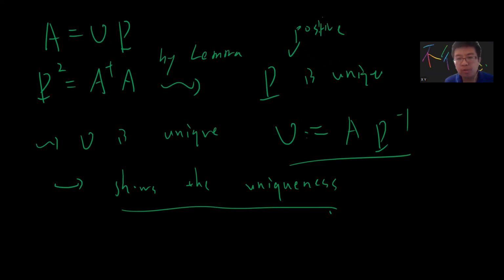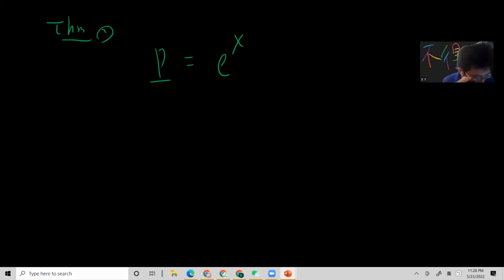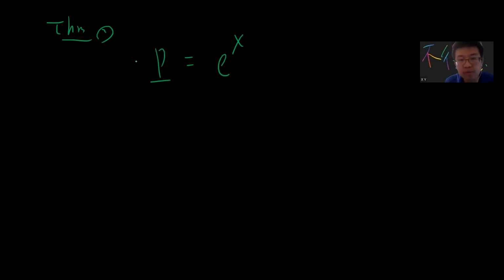Okay, so yeah, and for the exponential, first, theorem 2: a positive matrix P can be written as the exponential of X. It is very simple. You can prove it by yourself just using a diagonalization. So I think I don't have to prove this.